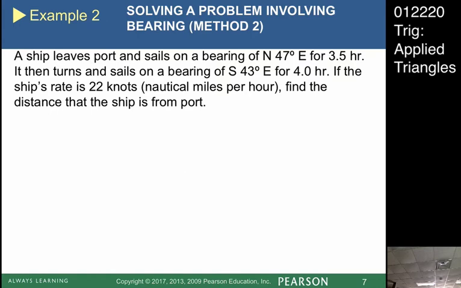And so, how would you apply that to what we're talking about here? So he's going for 3.5 hours in this first direction at 22 nautical miles per hour. How many nautical miles is he going to travel? If he's going 22 nautical miles per hour, and he does that for 3.5 hours. Well, it would be close to 88.